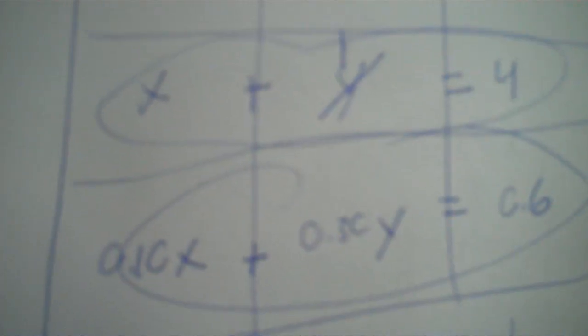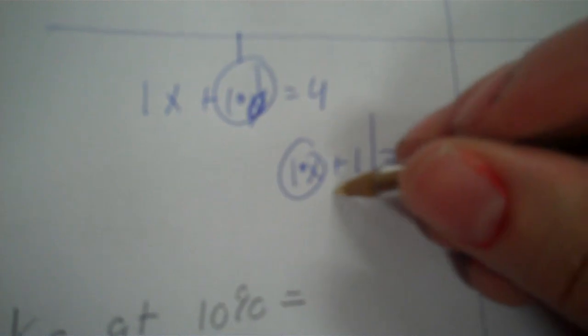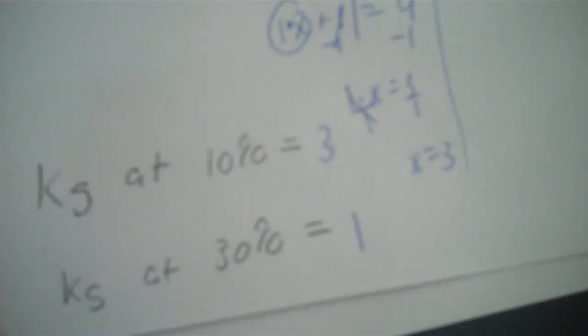Now, what plus 1's 4? Well, it's probably 3, if you want to just put that. 4 minus 1's 3, or you can do it the old way. I don't really care how you get that second answer as long as you get it. Okay, y is 1. Well, 1 times 1's 1, so it's 1x plus 1 equals 4. So plus minus 1, that's 3. 3 divided by 1 is 3. Okay, so 3 and 1.